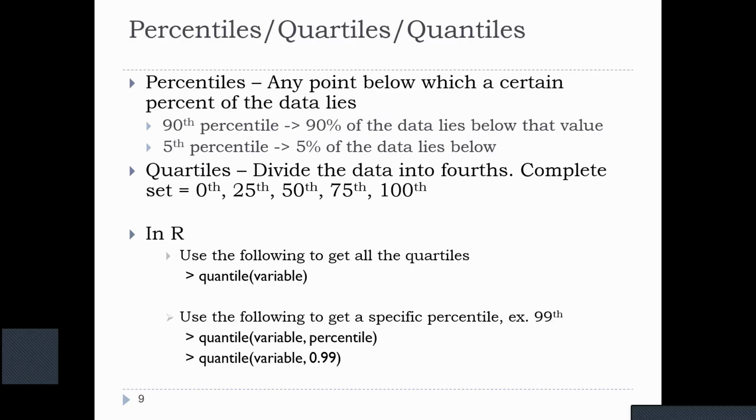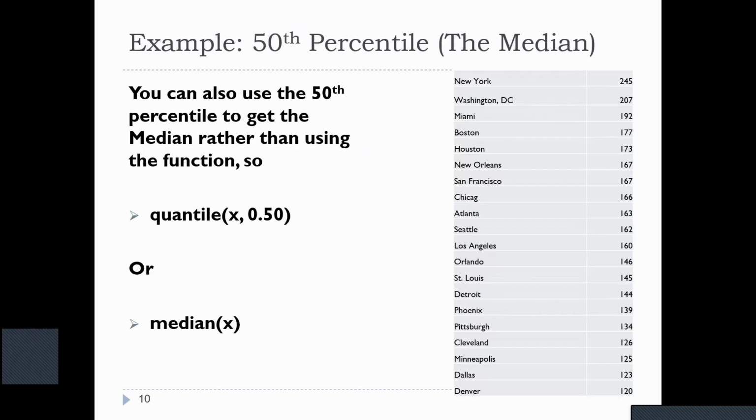If you want a specific percentile, then you say quantile, variable, and then you put the percentile in decimal form. So if you want the 99th percentile, you say quantile, then variable, then 0.99. You can also get the 50th percentile doing it this way, but you can also just use the median command. So quantile x 0.50 is equivalent to median x. Okay, those are the same thing.